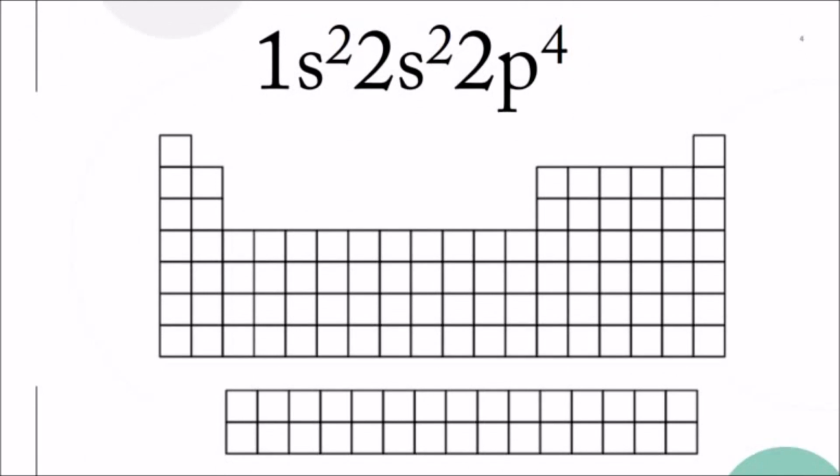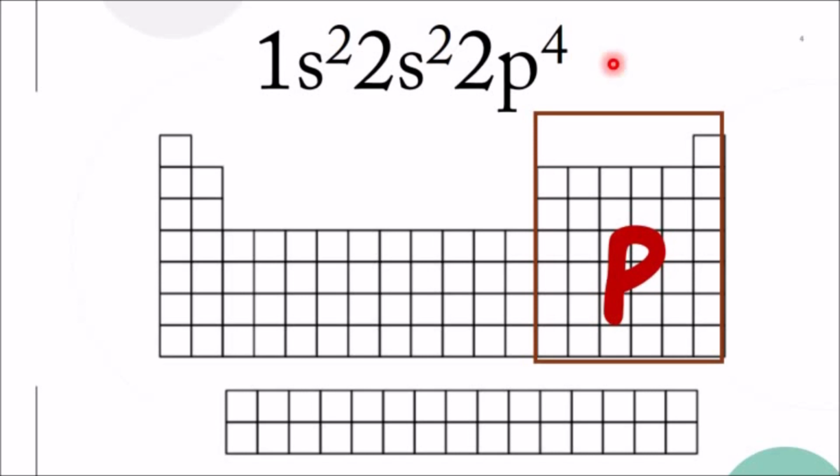In this example, we have this electron configuration: 1s2, 2s2, and 2p4. So the first thing that you need to do is to look at the last orbital. In this case, the last orbital is 2p4. Based from this information, we now know that this certain element is located at the p block. Based from my picture that I showed you earlier, where is p block located? That is right. The p block is located on this side of the periodic table.